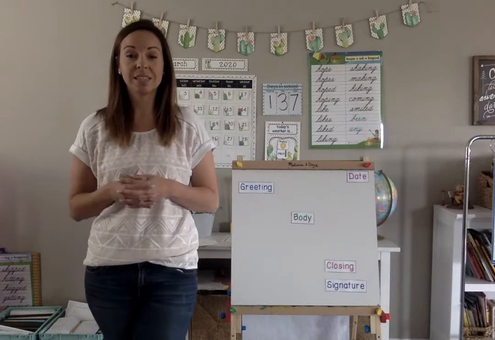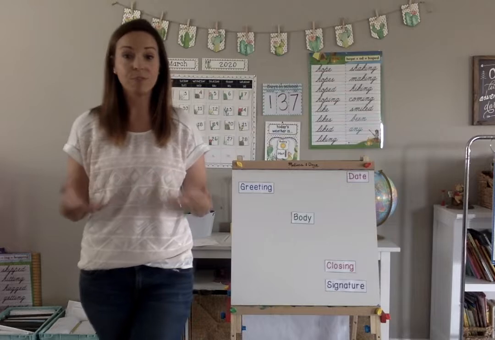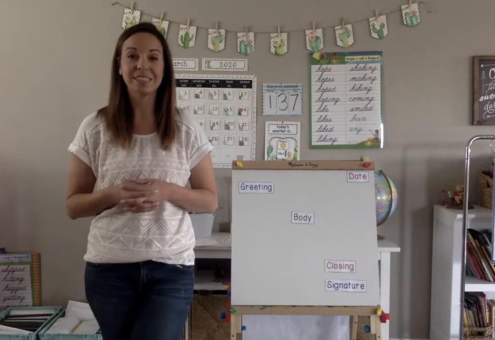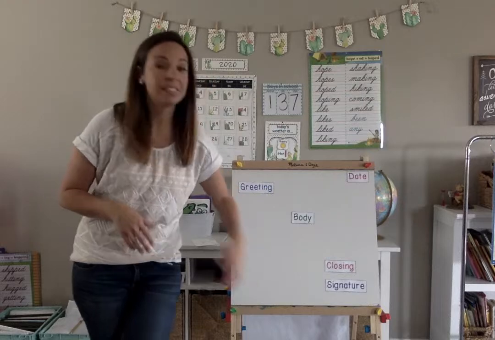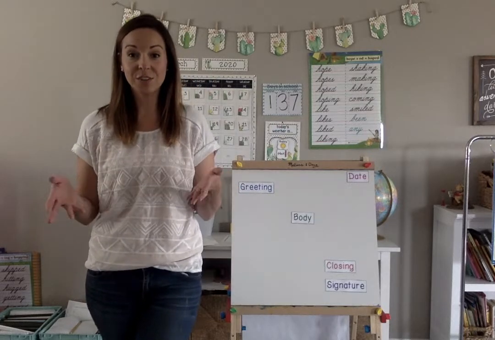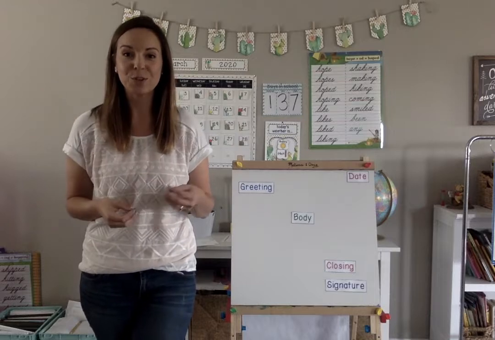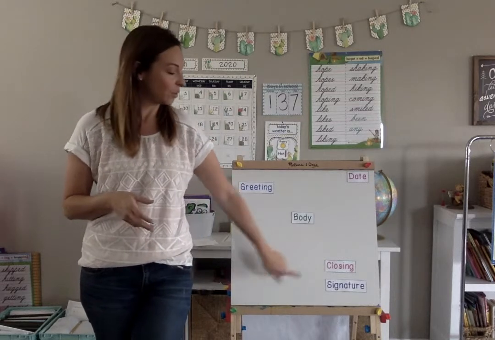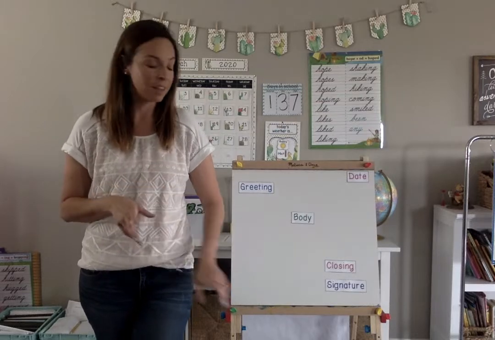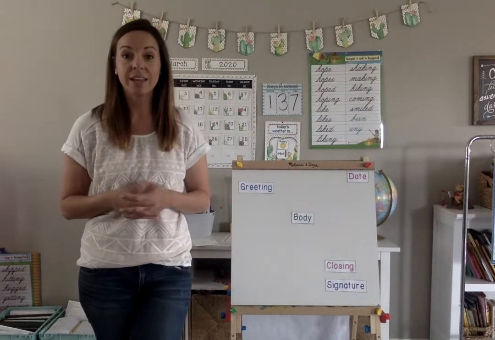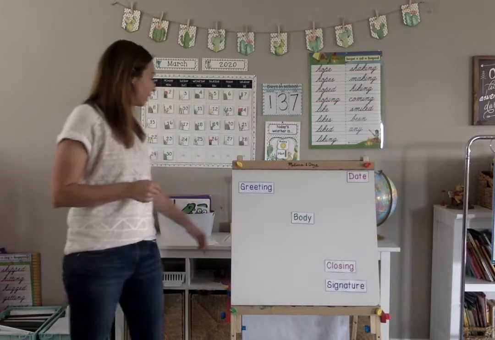The closing is like when you say goodbye. So you might say your friend, or you could say love, and then you have the signature. The signature is just your name, so that whoever received the letter knows who was writing the letter. So my closing might say your friend, and then underneath that I would write Miss Caro. So you should have a paper that looks like this.